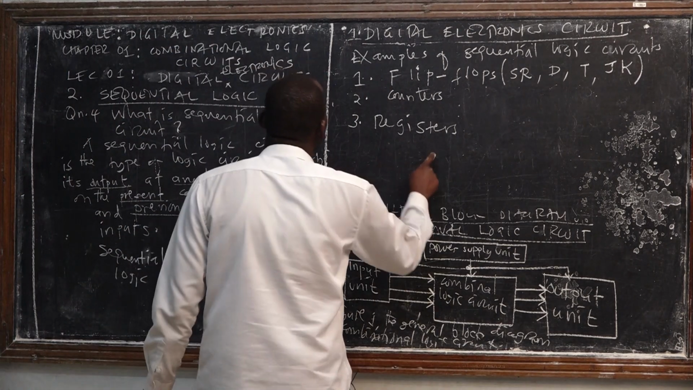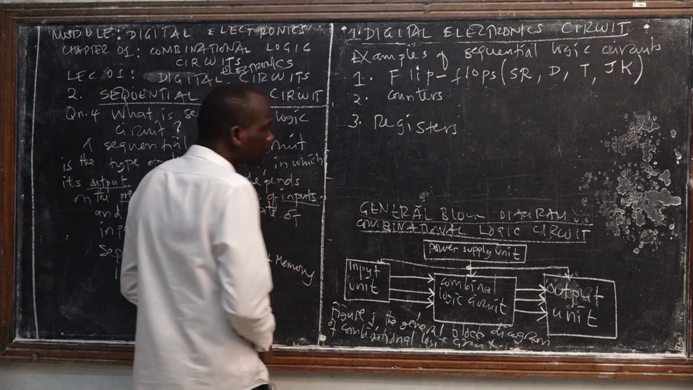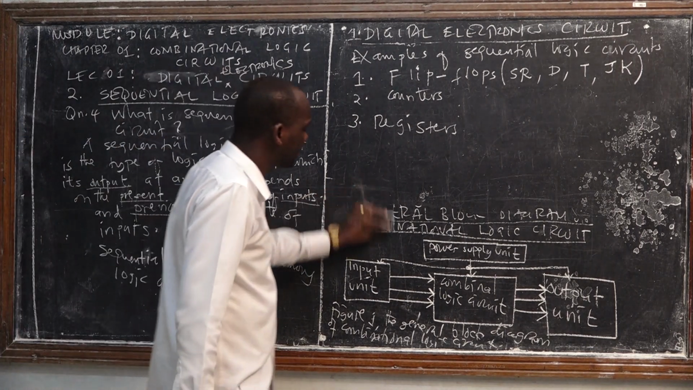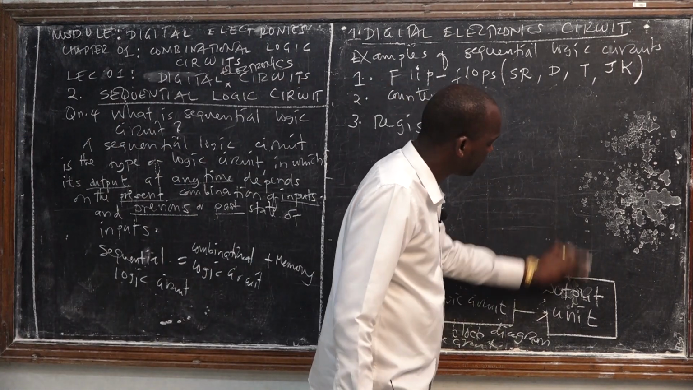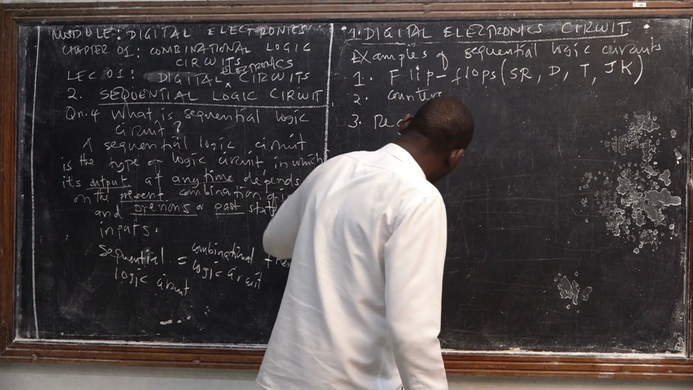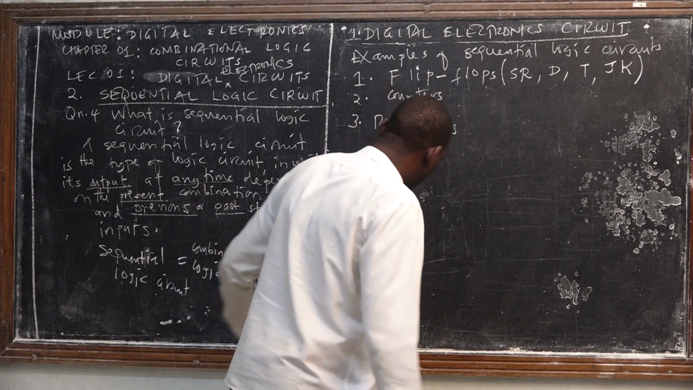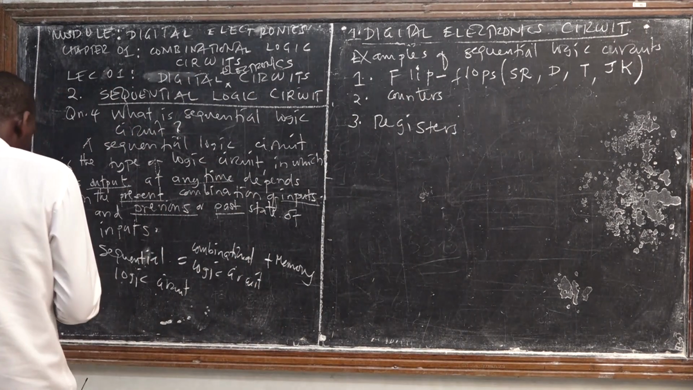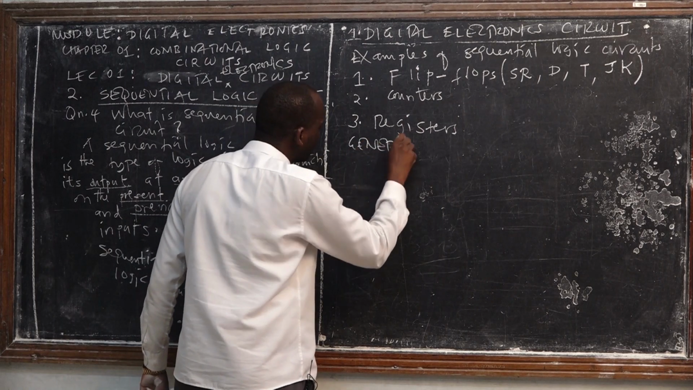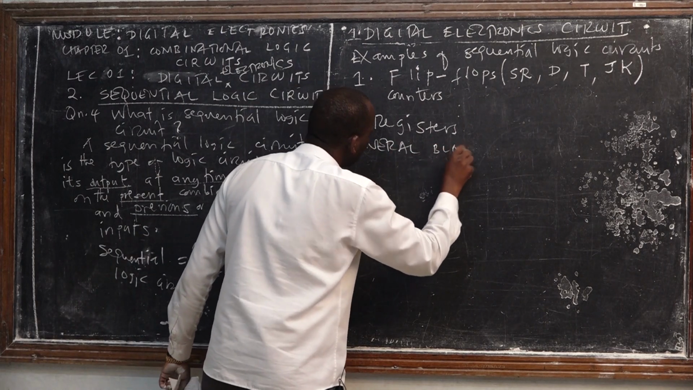Are we together? Okay. So those are the common 3 examples that we'll be discussing. We have asynchronous, we have also synchronous. I think that these are the simple examples as mechanical guys. Then let us discuss about general block diagram.